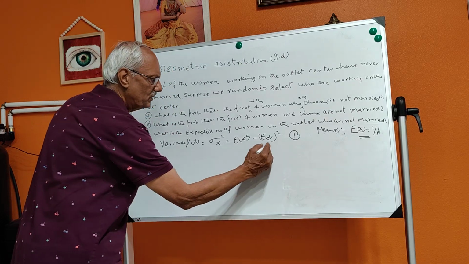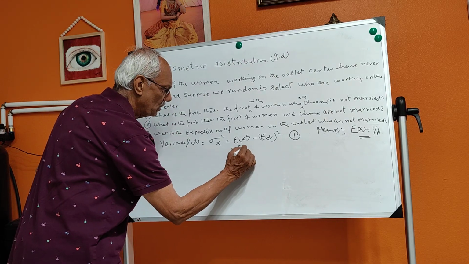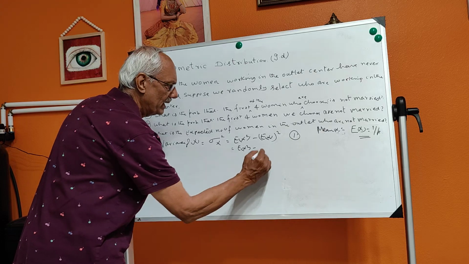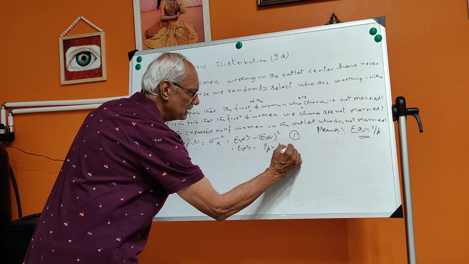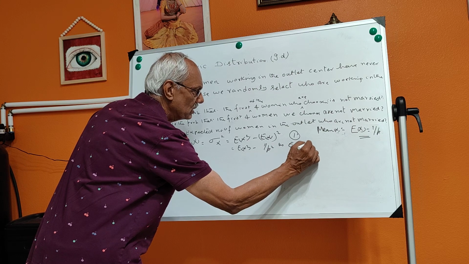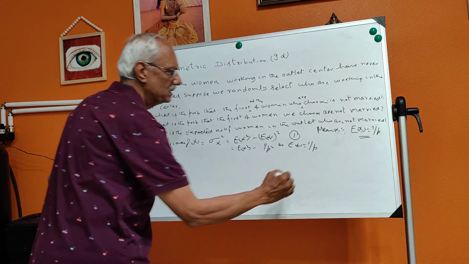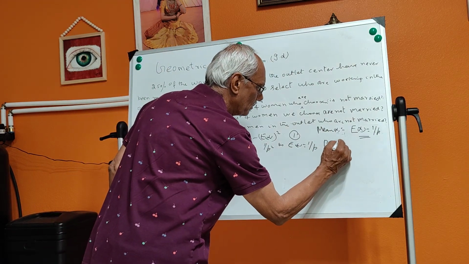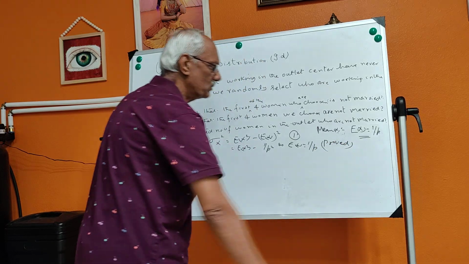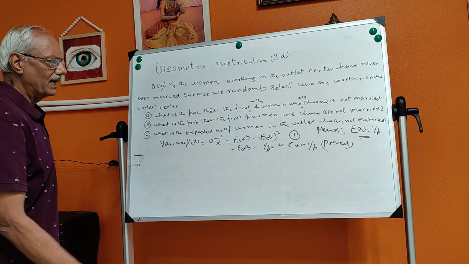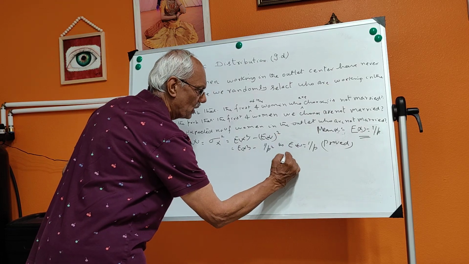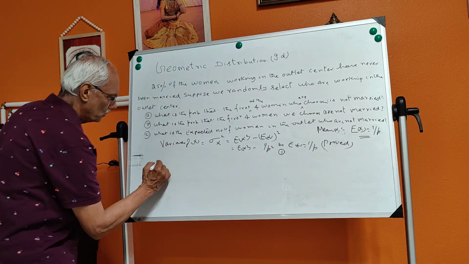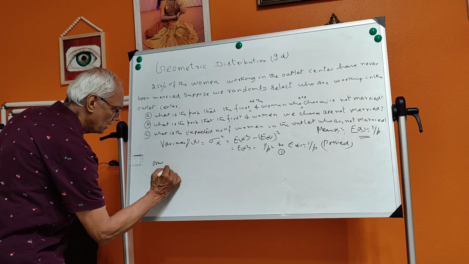Now you know the value of this. So this is nothing but E of x squared minus 1 by p square, as E of x is equal to 1 by p. This is proved. Therefore, we have to find only the value of E of x squared. So I will take this as my 1. Now, I'll write it here.